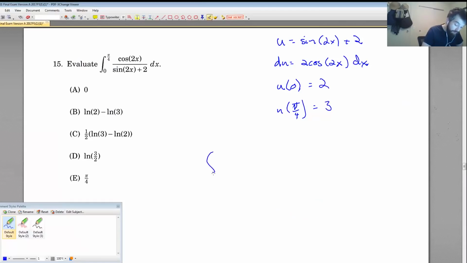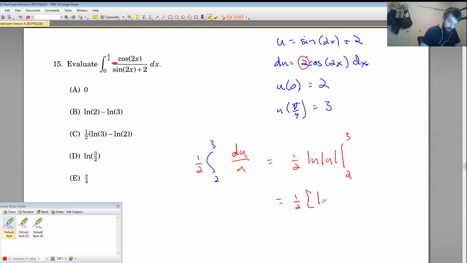So what do we get? It's the integral from 2 up to 3 of, you see the remaining 2 that's hanging out here, but there is no 2 right there. So you have to divide it out, so it's a 1/2. And then a du divided by u, so the 1/2 comes along for the ride. The integral of this is the natural logarithm of u. And then you evaluate between 2 and 3. So 1/2 of the natural logarithm of 3 minus the natural logarithm of 2.